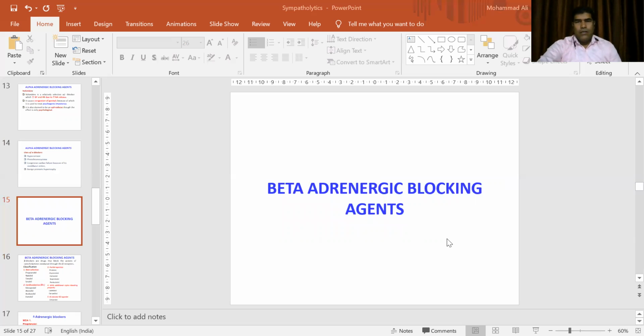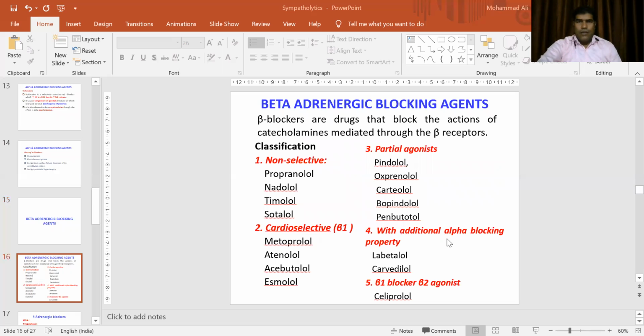Now coming to the beta adrenergic blocking agents. They are also called beta blockers. These are the drugs that block the action of catecholamines, such as dopamine, epinephrine, and norepinephrine, mediated through the beta receptor. They act through binding with the beta receptor.